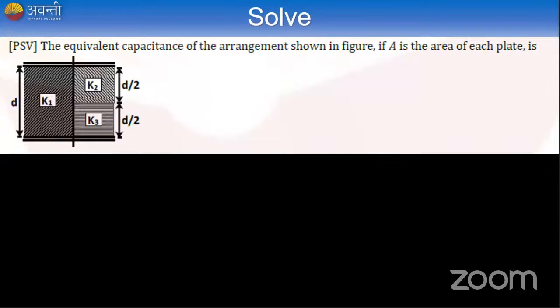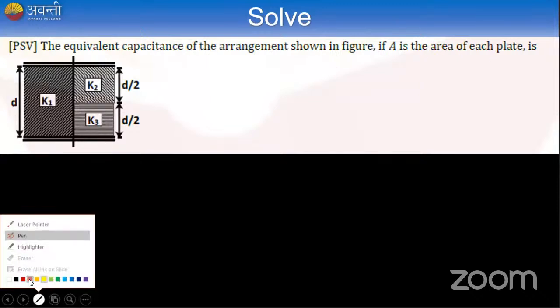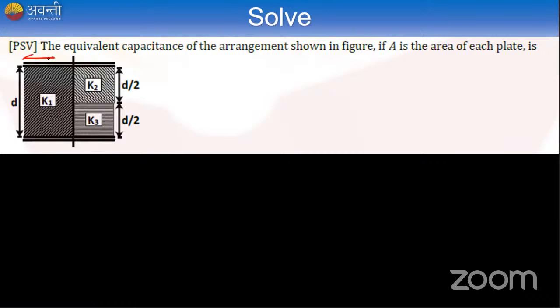Okay, so we have the last question for this chapter. Find the equivalent capacitance of the arrangement shown in the figure, if A is the area of each plate. So this entire plate, guys, the area of cross section of this entire plate is A. There are two plates of the same area of cross section A. So what can we say about the area of K1, K2 and K3 and K1?